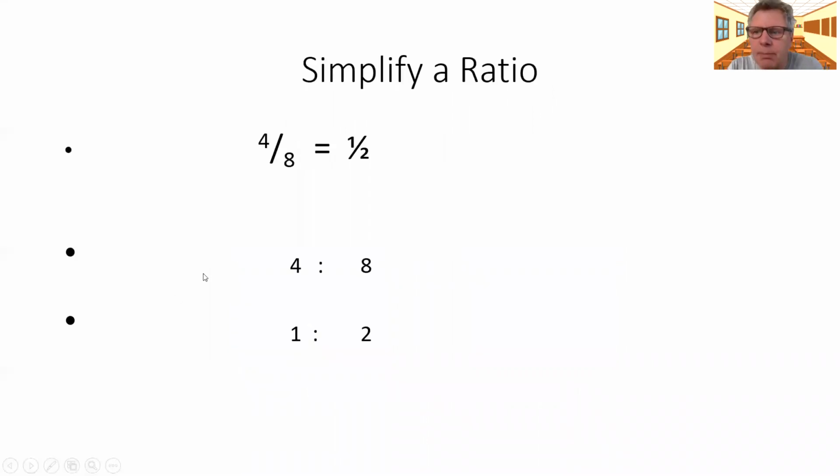First trick, we're going to simplify our ratio. And what we've got is the same as with fractions. We know that 4/8 is a half because we can divide the top and bottom of my 8 over 4 by 4. Similarly, I can then simplify 4 to 8 down to 1 to 2.